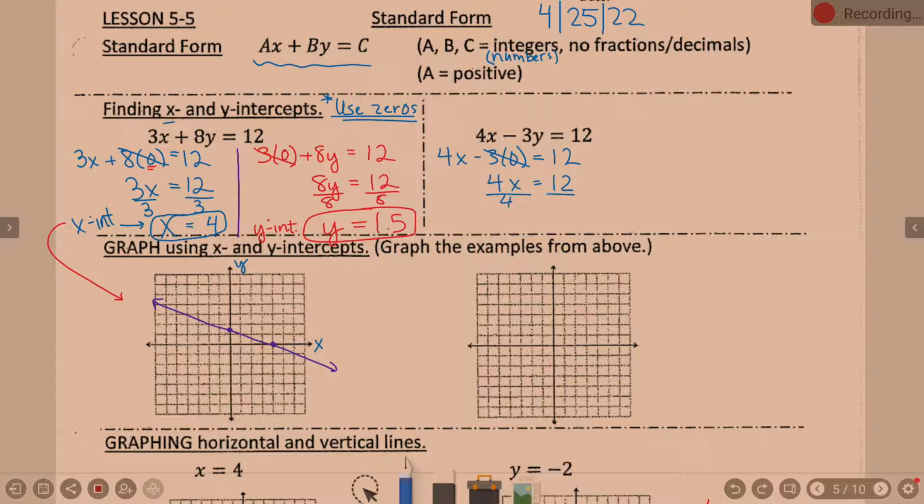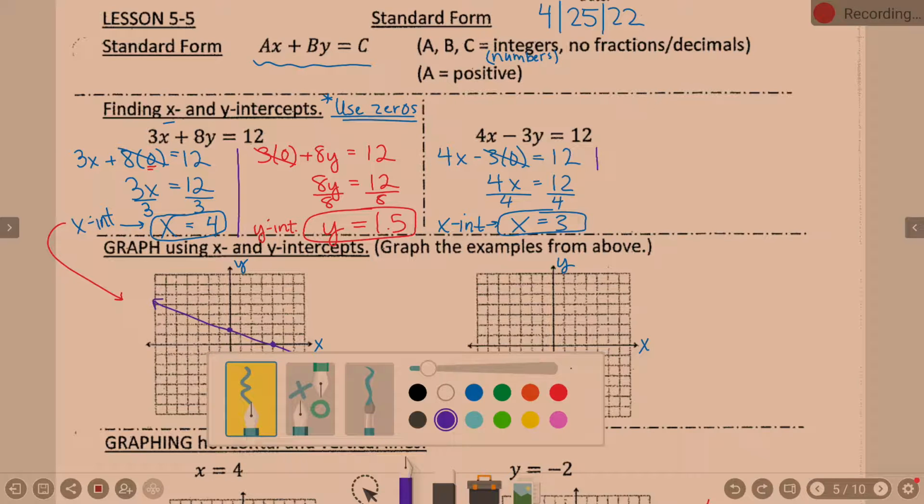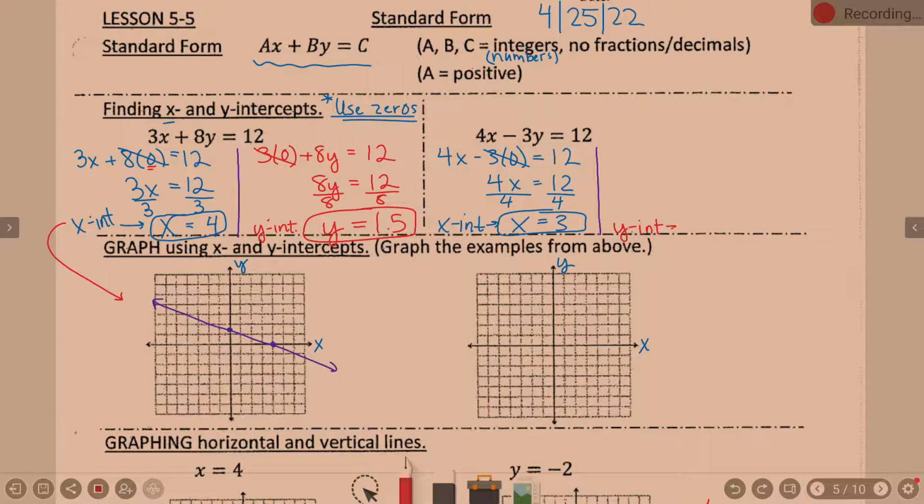Divide by 4. 12 divided by 4 is 3. I have x equals 3. That's kind of my hint. This is my x-intercept. Then, how do I find my y-intercept? 0 in for x. Good. You catch it on. Put the 0 in for x.